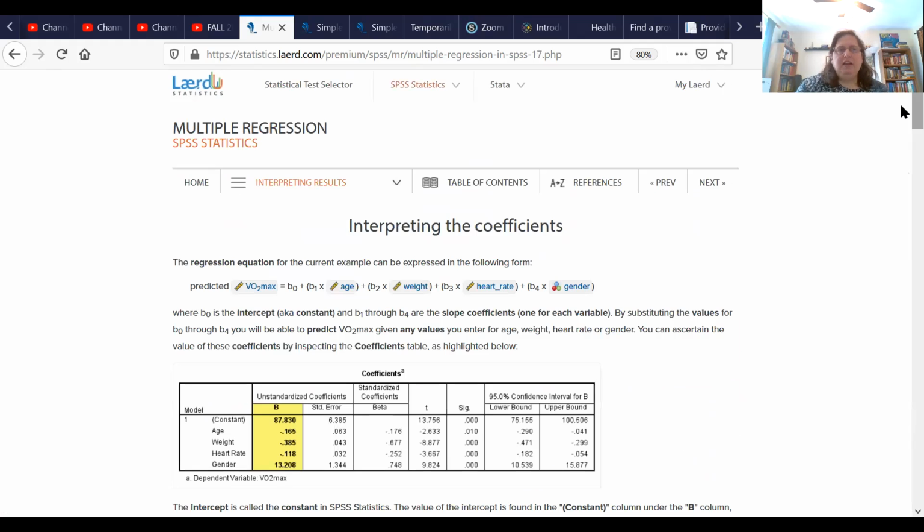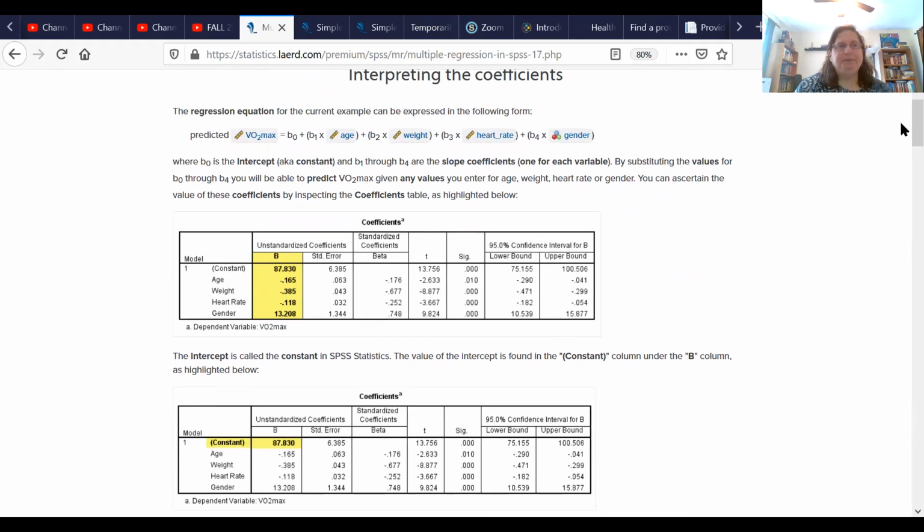Now let's go ahead and interpret our coefficients. So we're going to go to this box with coefficients. Now, the top line, I should say, is our constant, is our intercept, and we don't care very much about that. We still need to put it into our equation, and I'm going to show you that, but we don't really care if it's significant or not. It's not that interesting. So here's our regression equation.